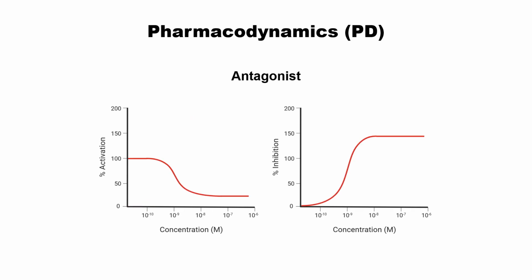If the molecule shows an inhibition effect, we call those molecules antagonists. Then activity is decreased and the inhibition effect is increased. So this is the opposite of an agonist effect.